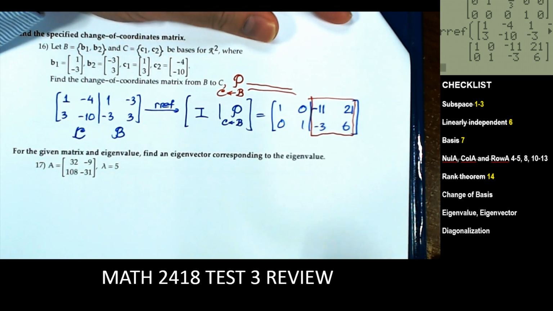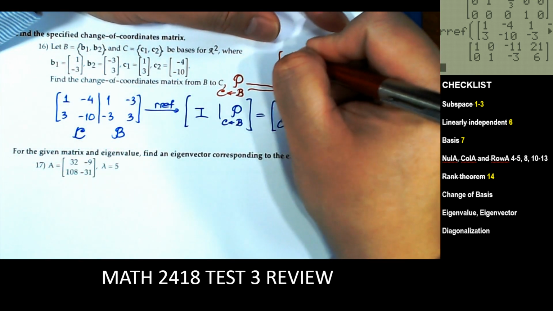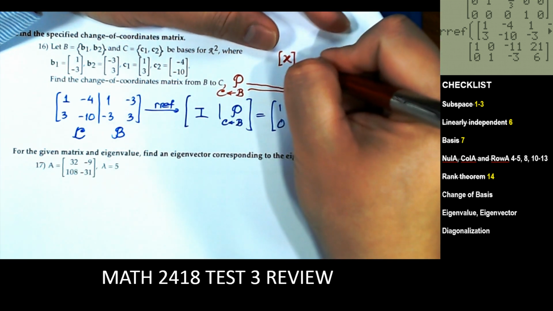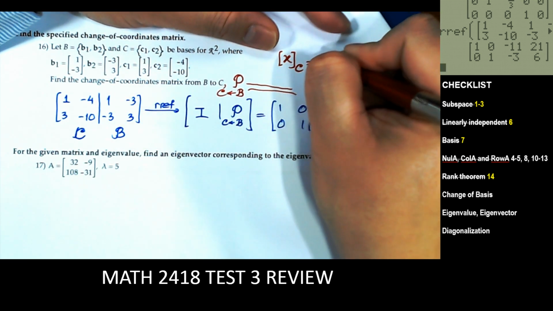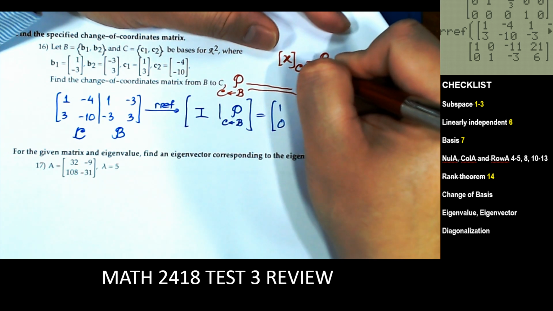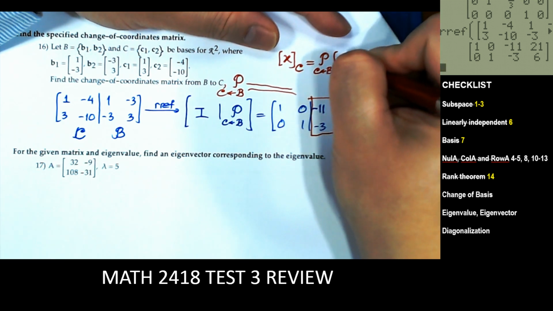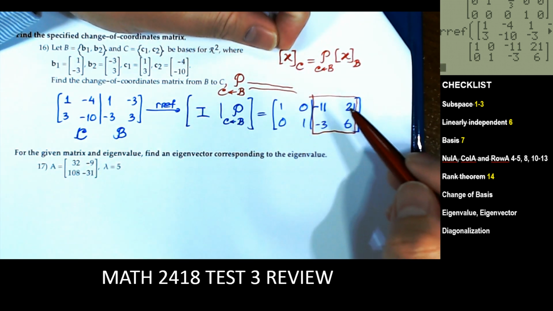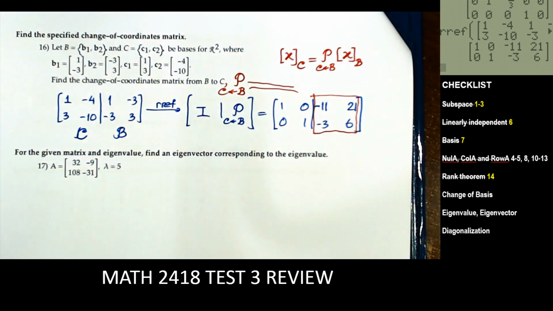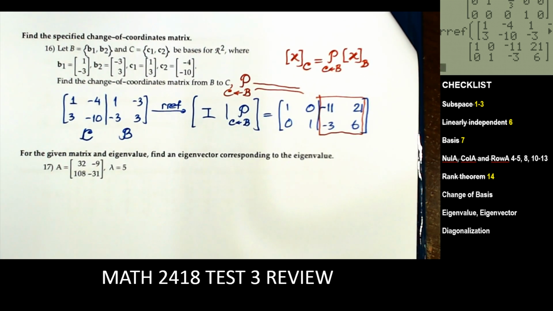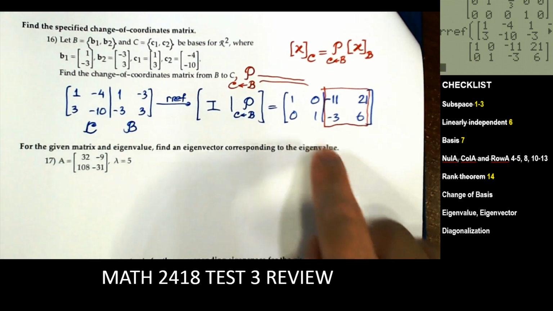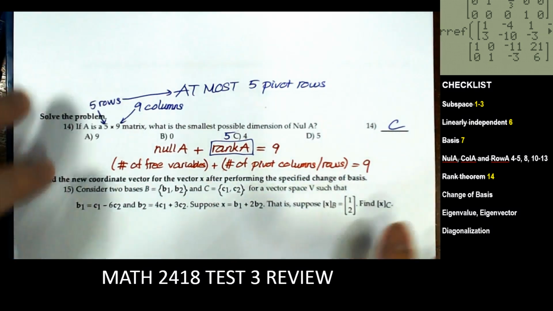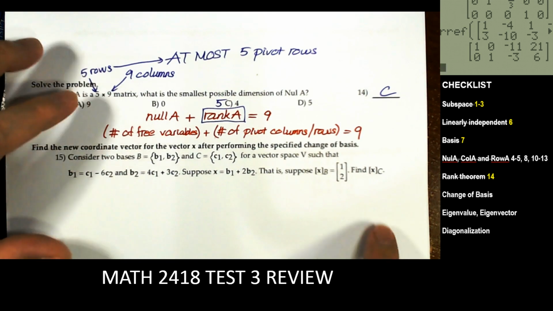The advantage of that change of coordinate matrix is if we have a vector in C, it is equal to the change from B to C times the vector in basis B. So from B we multiply by that matrix, we get to C. It gets the vectors in C. Of course we can do that directly, or we can write vectors directly in this form.